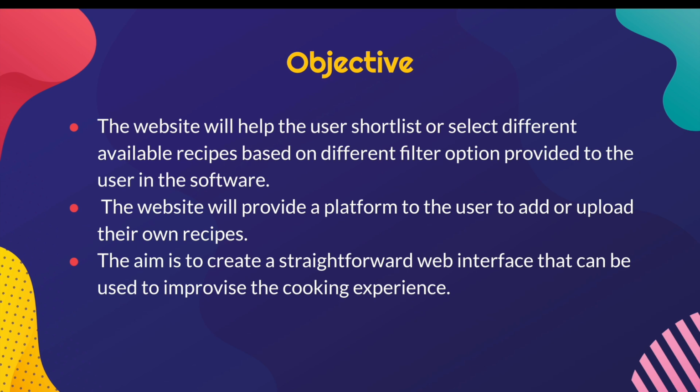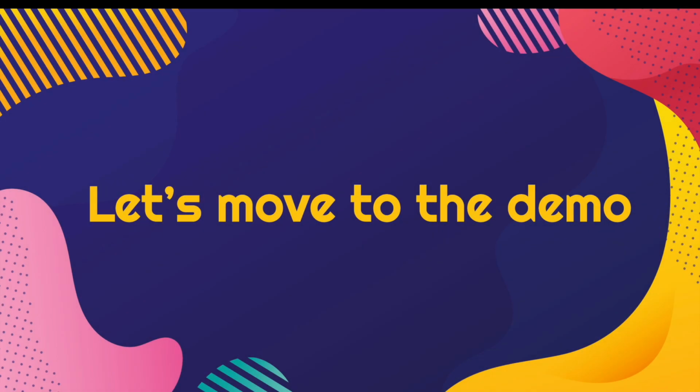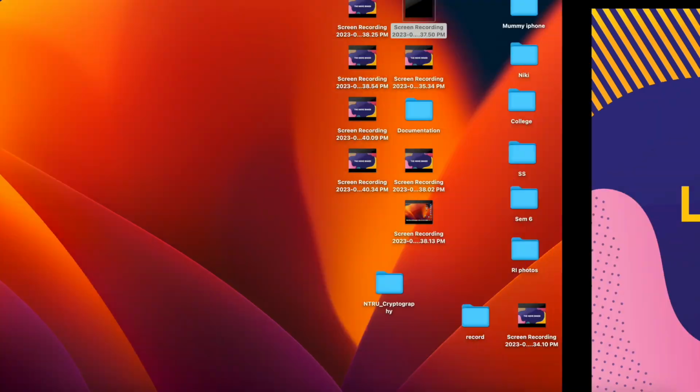Moving on to the objectives. The website that we have built will help the user shortlist or search different recipes that are available on the database based on the filter options that we have provided in the website. At the same time, the website will also provide a platform to its users to upload or add their own recipes. The aim of our website is to create a very straightforward interface that will help in improving the cooking experience of its users. Now, let's directly jump into the demonstration.